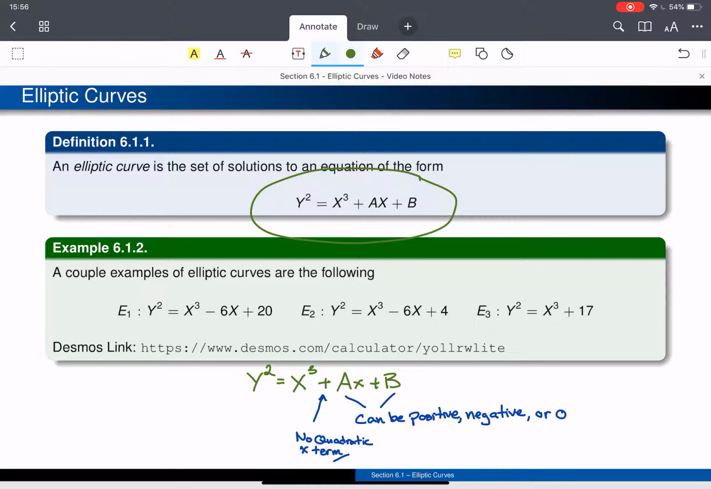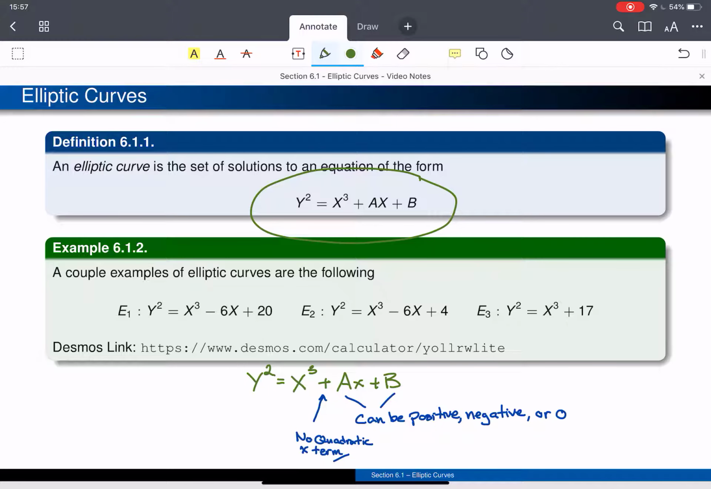A and B are allowed to be positive or negative or even zero, so you're going to see a variety of different shapes and structures that are going to emerge from this. This section is primarily devoted to looking at these things over the real line. Naturally, we're going to begin restricting ourselves to the integers and ultimately to the integers modulo some number p. That's where the discrete version of these elliptic curves is going to come into play.